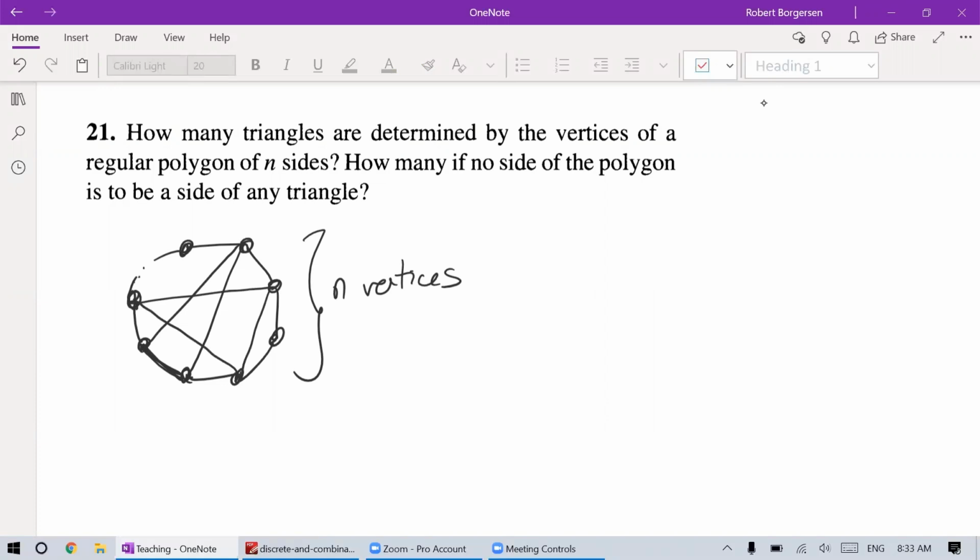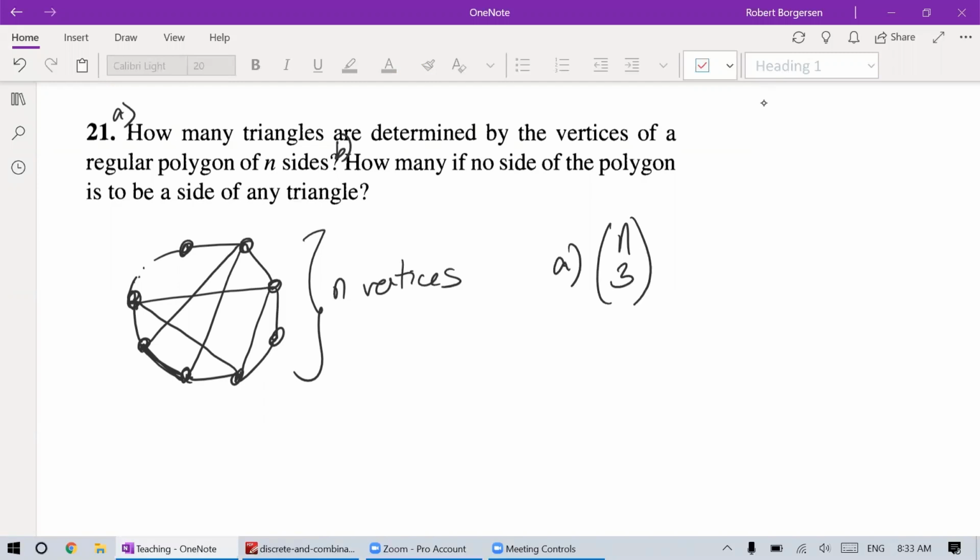So the first question is pretty easy. How many triangles are determined by the vertices of a polygon with n sides? What do you think it is? You choose 3. As soon as you choose 3 vertices, you get a triangle. No matter which 3 vertices you pick, you form a triangle. So the first part, call that part A, call this part B, the answer to part A is just n choose 3.